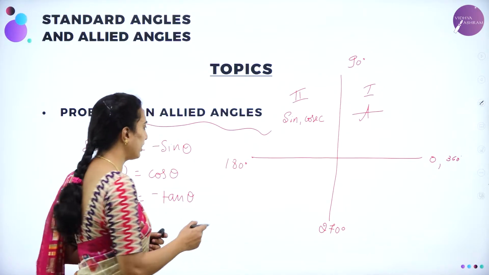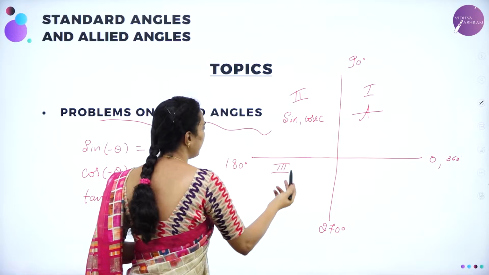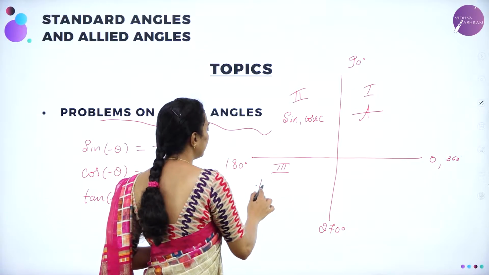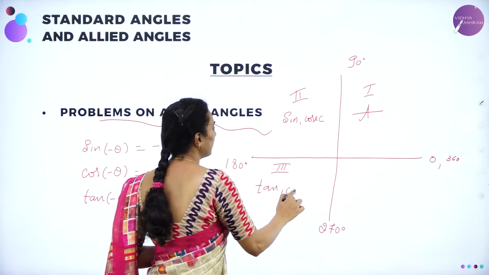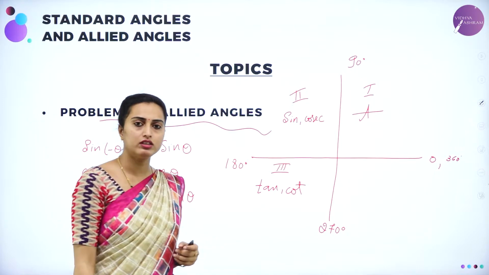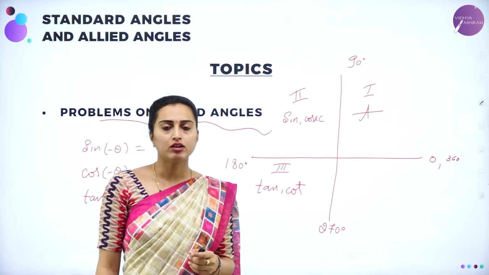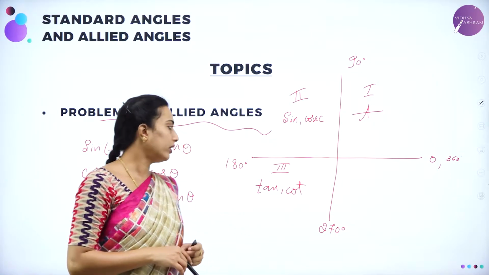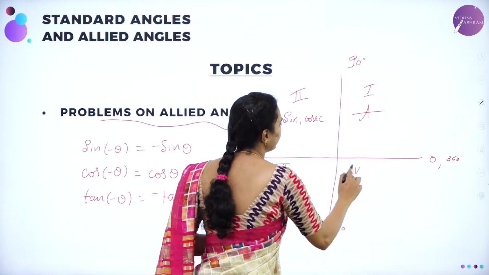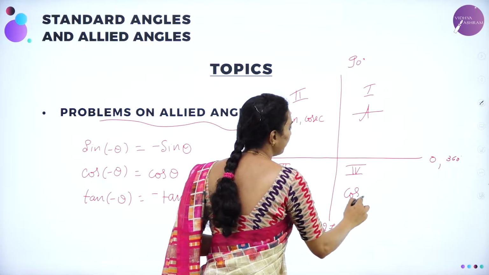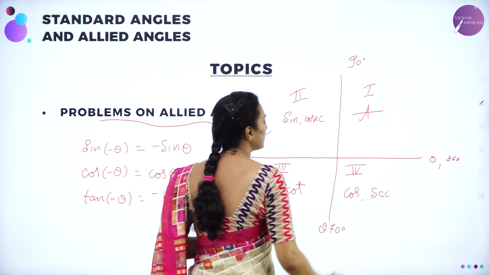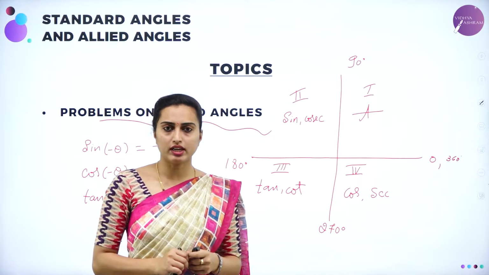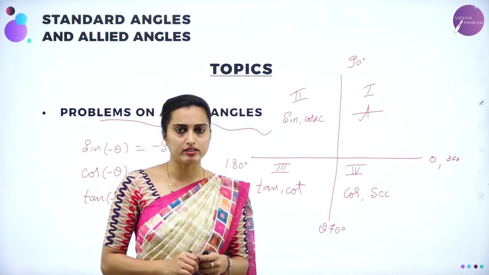Right? In the third quadrant will lie between 180 to 270 degree. So in the third quadrant only tan and reciprocal of tan is nothing but cot. These are all positive in the third quadrant. Remaining sine, cosecant, cos, secant are all negative in third quadrant. Now in the fourth quadrant you are having cos and reciprocal of cos is nothing but secant, only positive in the fourth quadrant. Remaining tan, cot, sine, cosecant are all negative in the fourth quadrant.